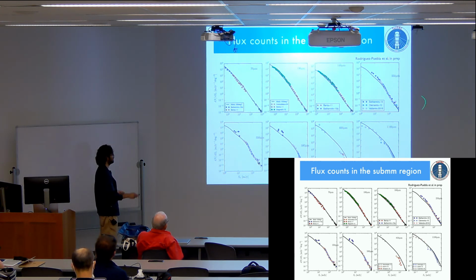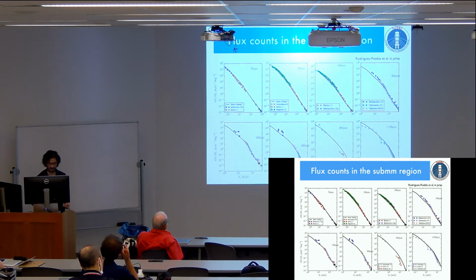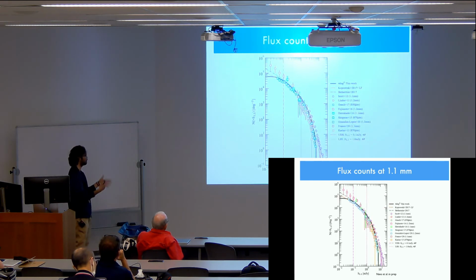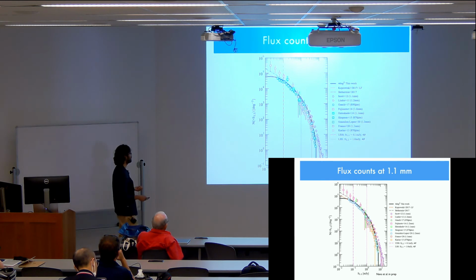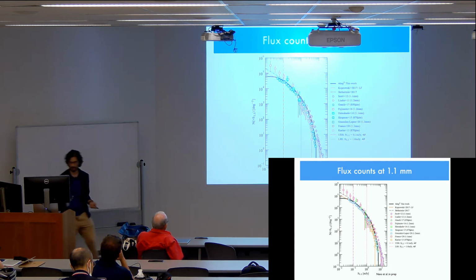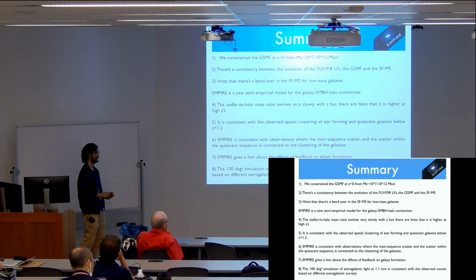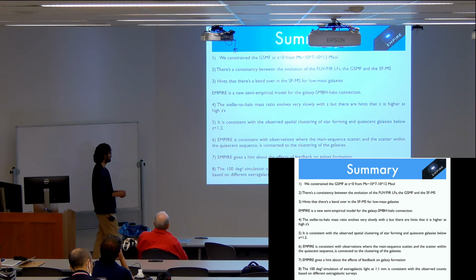The solid lines are the model. The circles are the observations. We see also that this is a very good prediction of the model. And basically, what is more important for the Toltec collaboration is the counts at 1.1 millimeter. And here, the solid line is the cumulative counts at 1.1 as a function of the flux. So the solid line is the model, and the circles and the symbols are different observations. Okay, so I will leave you with my summary, and I will take questions if there are any.